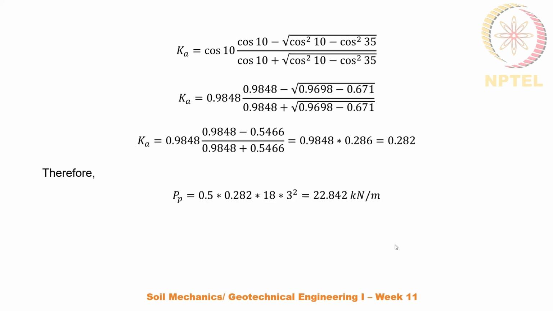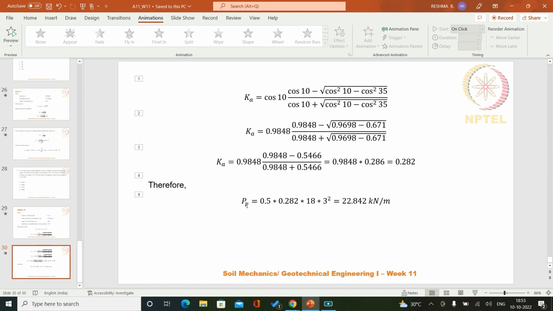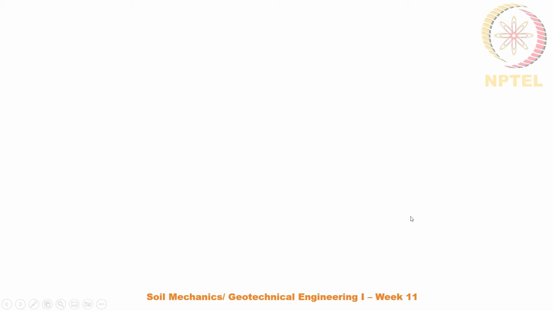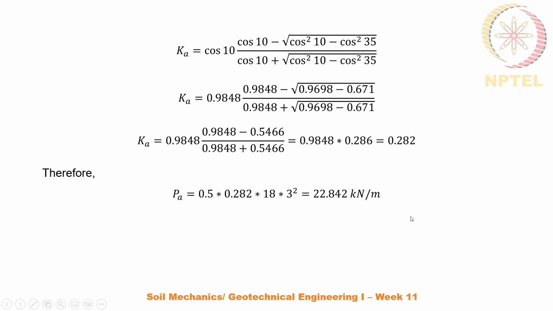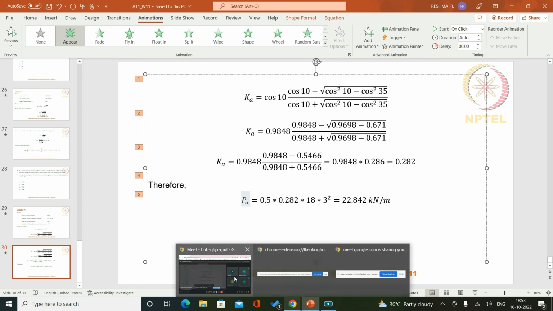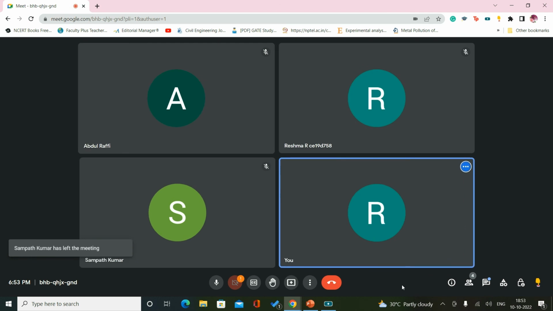Substituting in the equation for active thrust, Pa, sorry, the representation is wrong here. So Pa is equal to 22.84, which is option B. So that was the last question for today. If there are no doubts, then we can close the session.